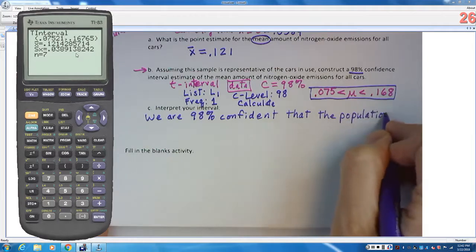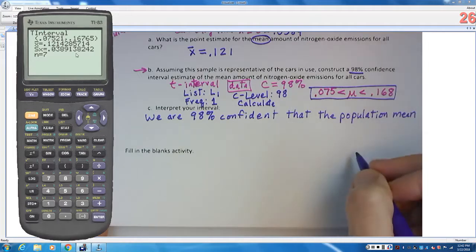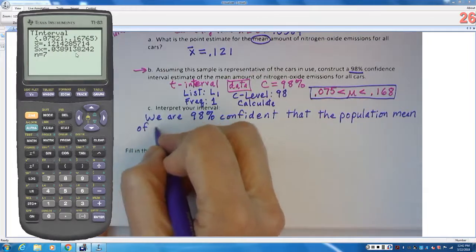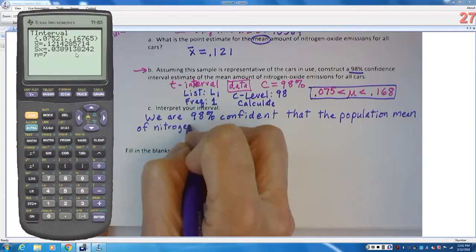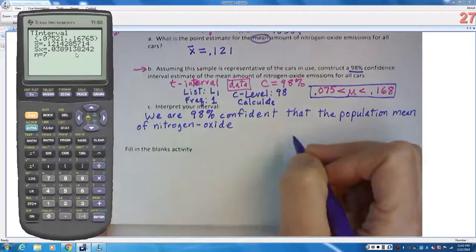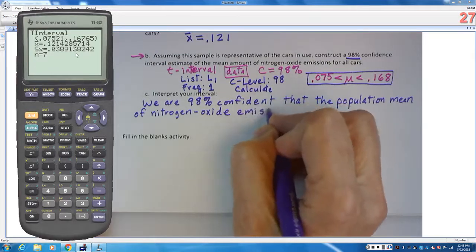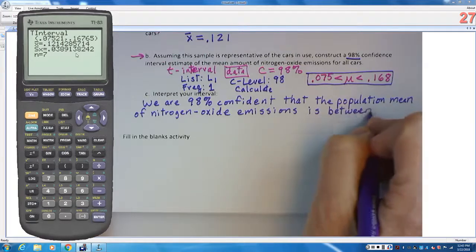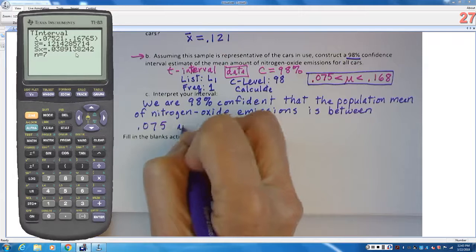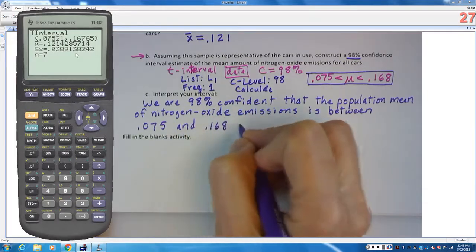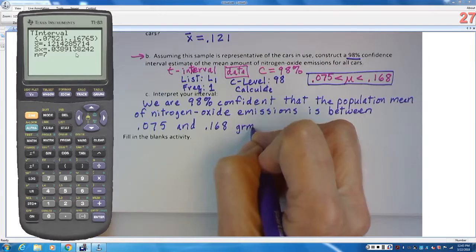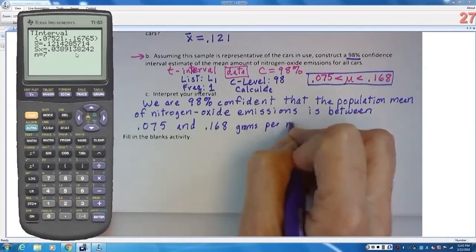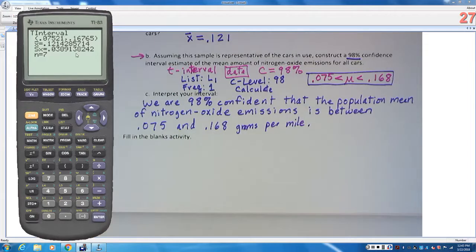Write it in terms of the problem. Its mean is full of nitrogen oxide emissions. Nitrogen oxide emissions is between 0.075 and 0.168 grams per mile. And that's how you write your statement, and then I have a fill in the blank activity.